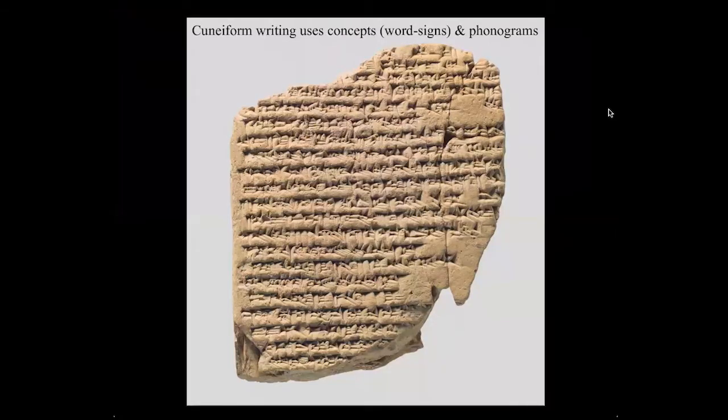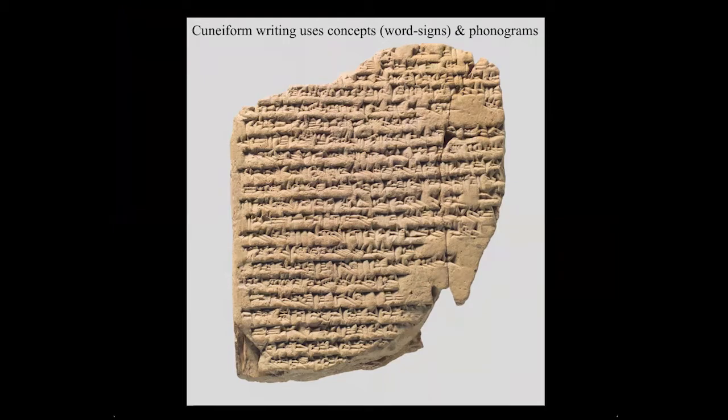And we can see later cuneiform becomes very dense, very tight, and it's going to move from left to right. If we were looking at earlier cuneiform, it would move up and down. Later cuneiform will actually move left to right, and you read each line.